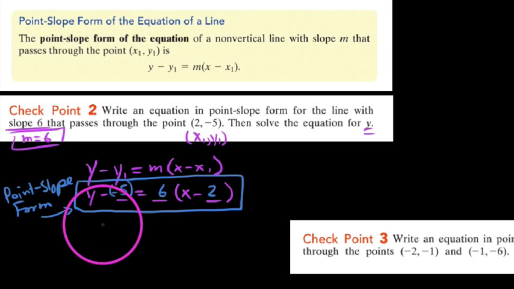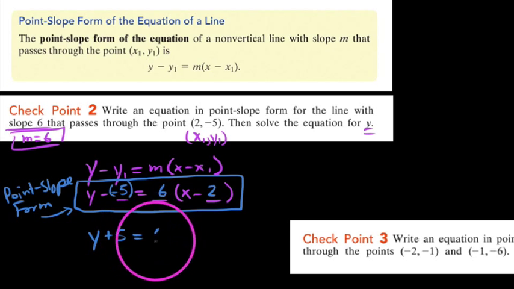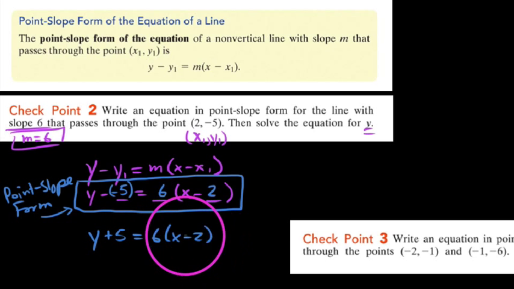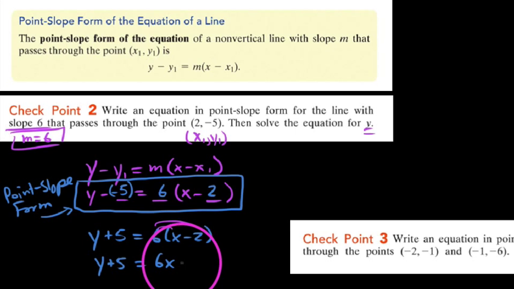It's just that often what we like to do is isolate the y value. So I'm going to rewrite this equation here. We have y plus 5 equals 6 times x minus 2. To isolate y, we're basically going to distribute on the right side and simplify both sides. We get y plus 5 equals 6x minus 12.